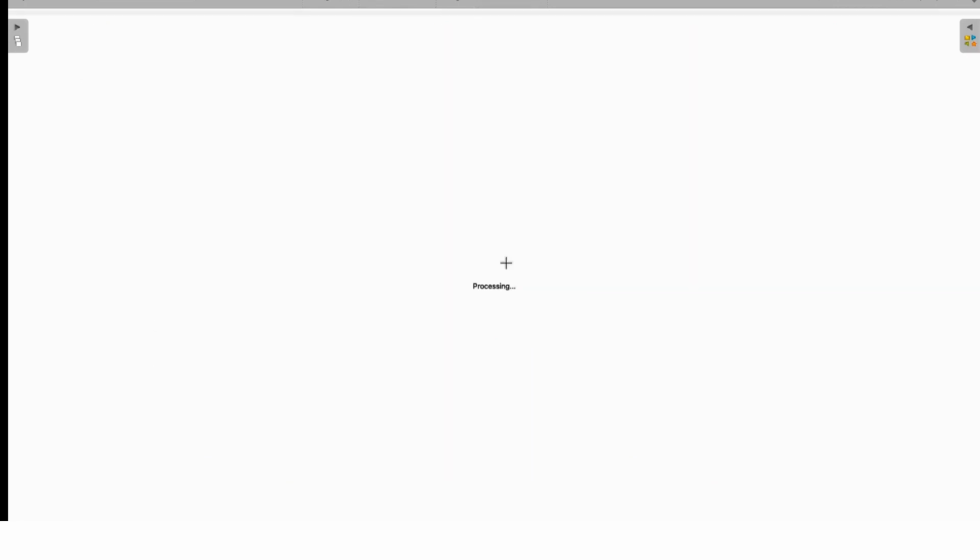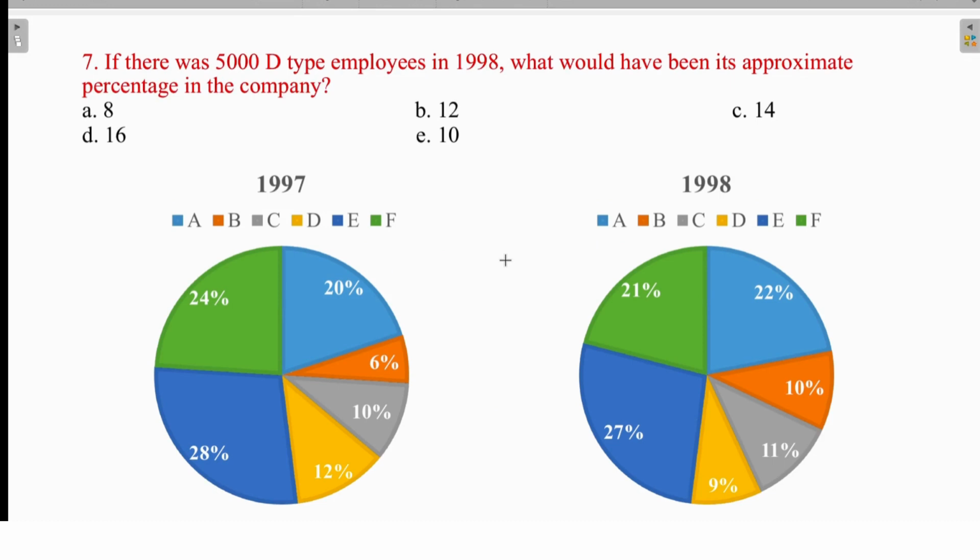Let's see it again. Look at this question. If there were 5,000 D type employees in 1998, what would have been the approximate percentage in the company? Total in 1998, how many employees are there? 48,640. We know that already. Then what is the percentage? I can tell my answer will be 10 percentage, very close.